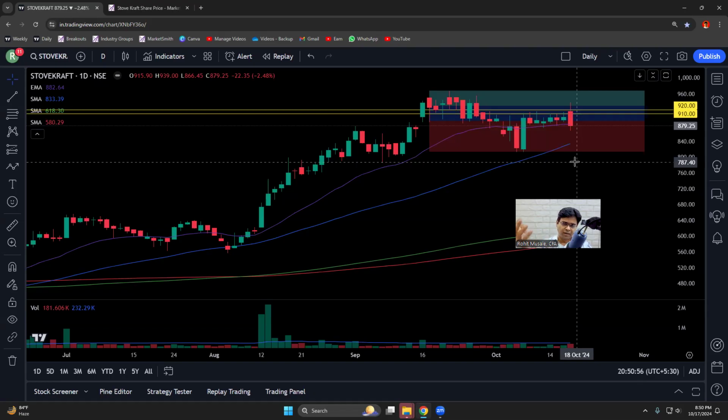And after we buy, if it doesn't give us follow through candles on the lower time frame charts or on the daily charts, we will be quick to exit. We will not wait for the price to go down completely and hit our 7 to 8% stop loss. We are not going to give that much time to a stock which does not give you fundamentals.